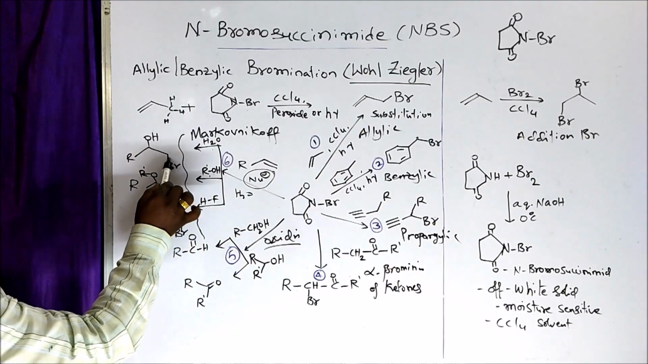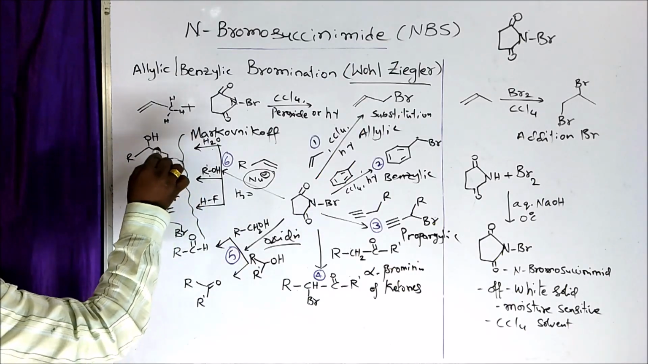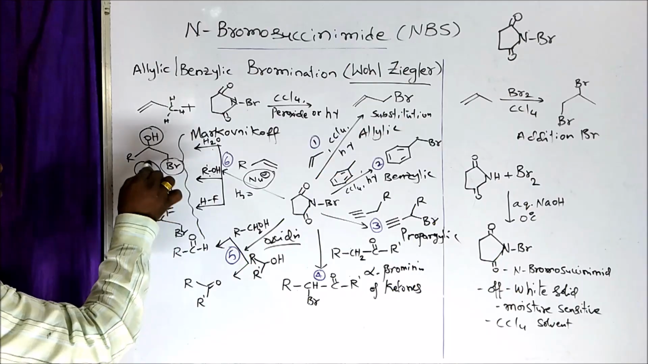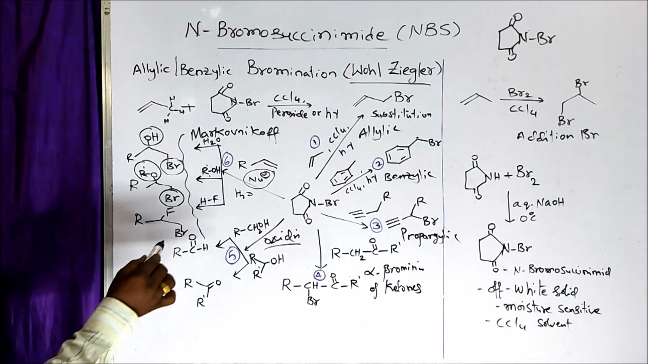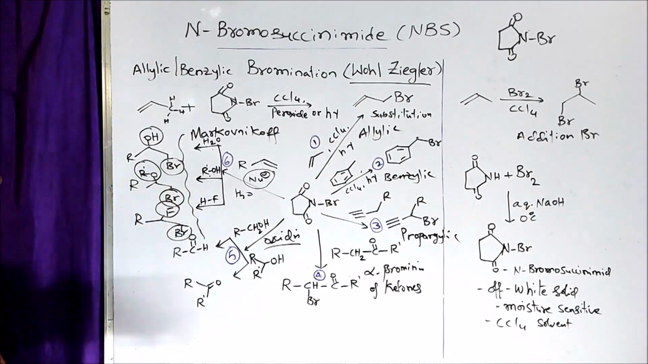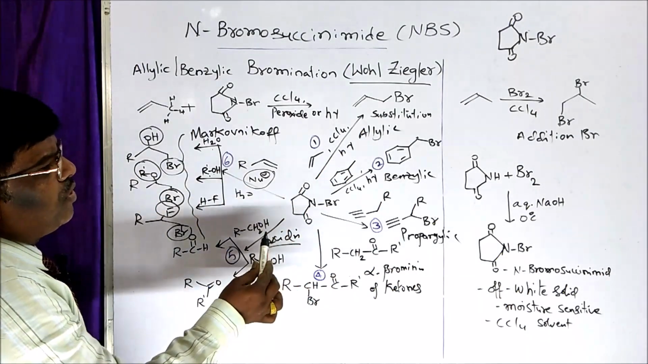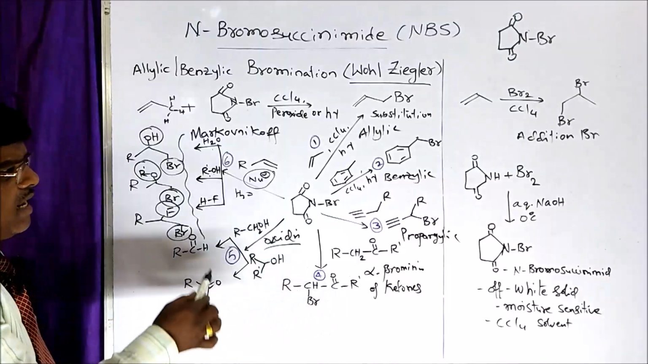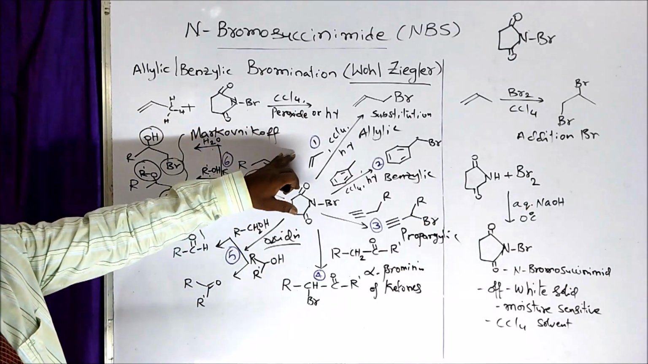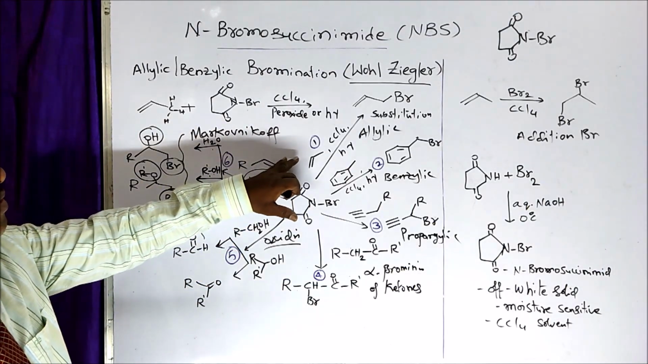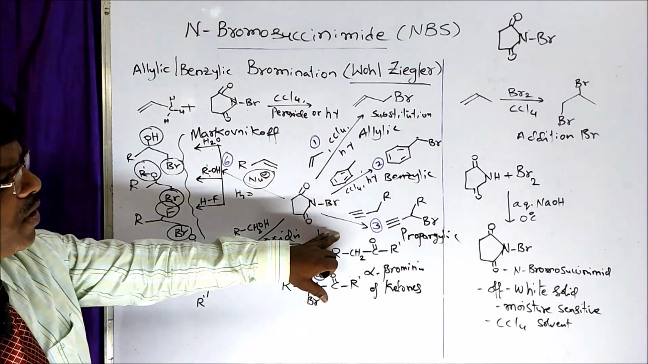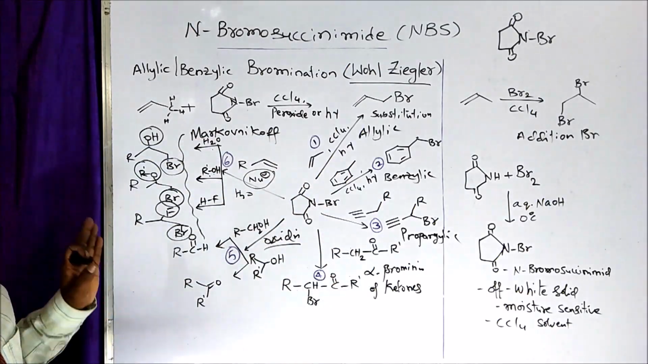However, this addition is anti-addition, so the newly adding groups are anti to each other. I am going to explain in detail in the next slides. Dear students, N-Bromosuccinimide can be used for these six reactions. However, most of the time you will come across this reagent used for allylic, benzylic and propargylic bromination. Right? Let us see them one by one with examples.